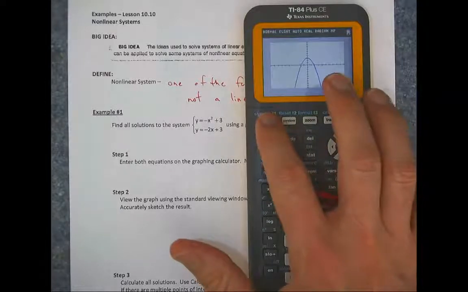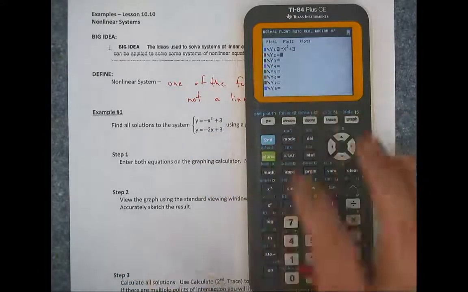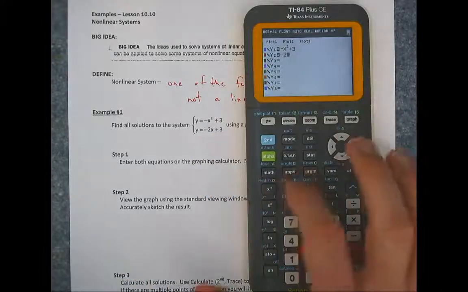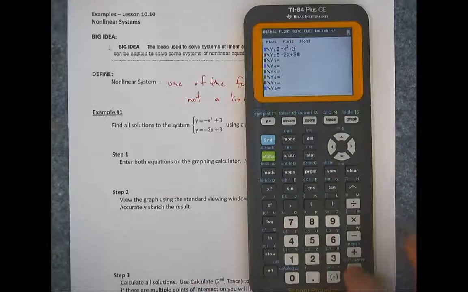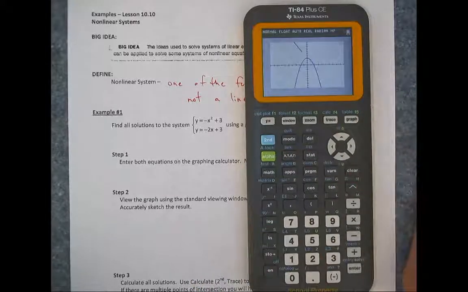All right, let's go back to y equals. Let's go ahead and enter the other equation in our system. So negative 2x plus 3, and graph it. And that is a line, as you can see right there. So that's a straight line, and you can tell it hits the parabola there twice.